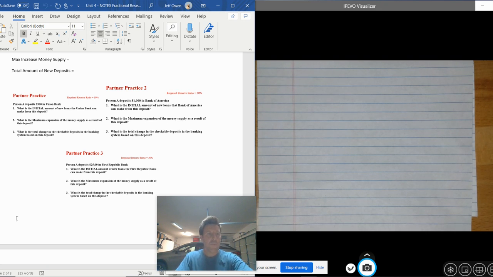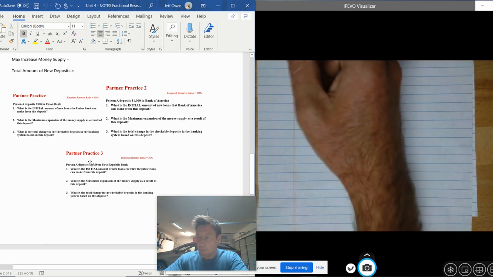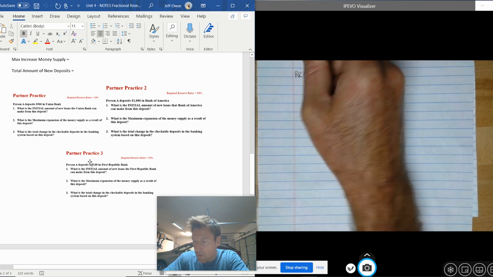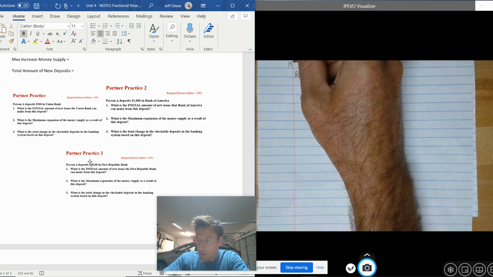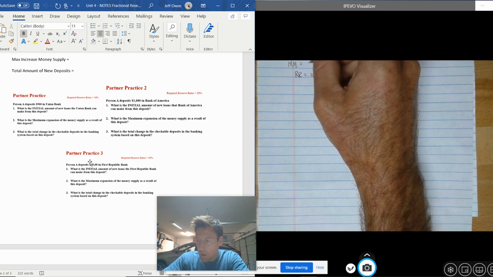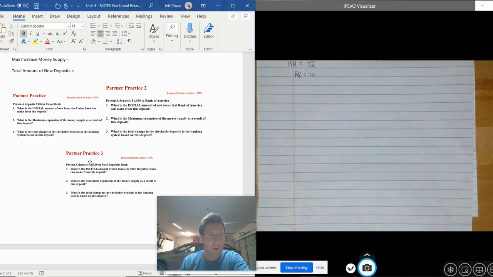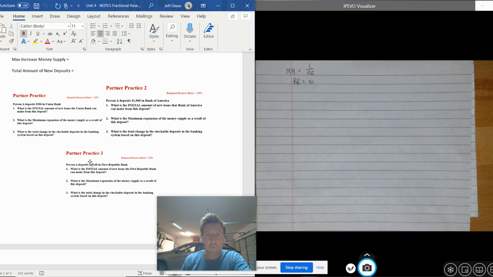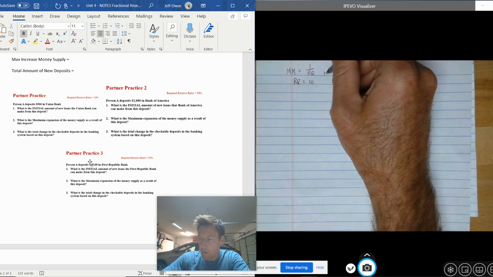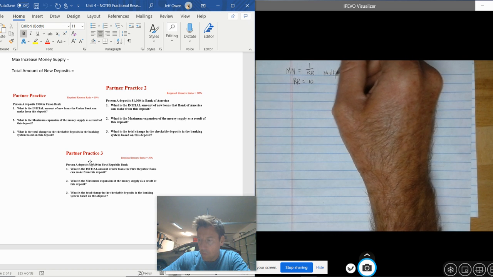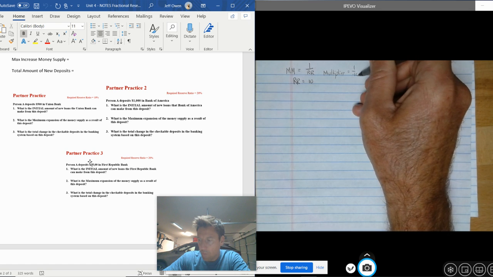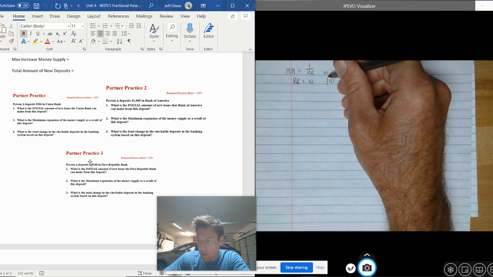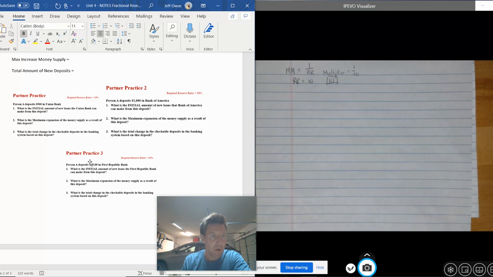Cool. So let's start with partner practice. Number one, what we know is that there's a reserve requirement of 10%. So I'm going to put that right there. Reserve requirement is 10%. We know that our money multiplier is 1 over our reserve requirement. So we're going to be working with a multiplier. In this case, our money multiplier is going to be 1 over 0.1. So our multiplier is going to be 10 for our first problem.